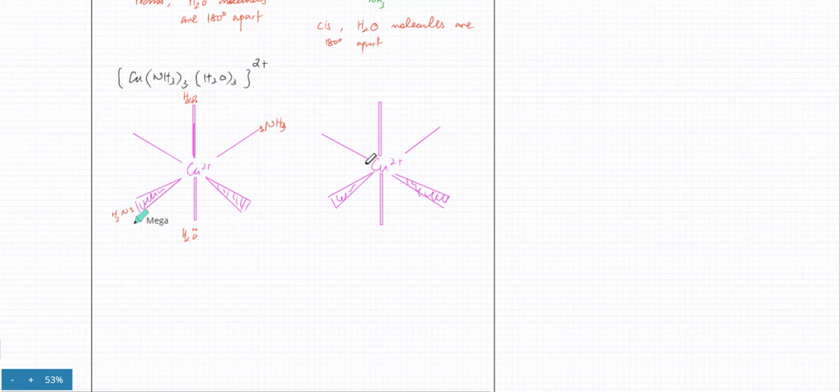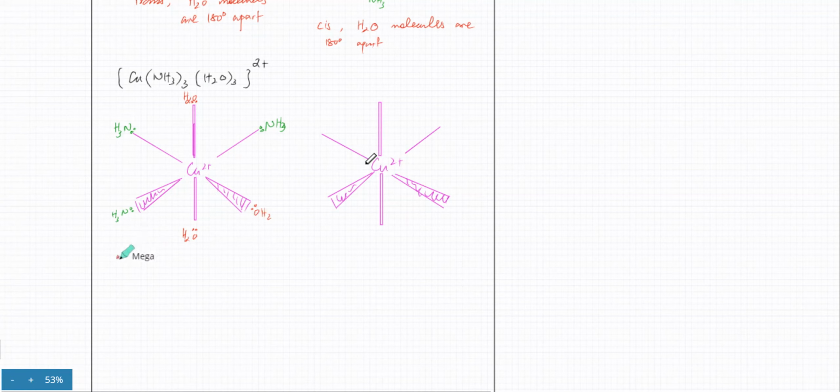And let's change the color of one of the complexes. Now you're left with one NH3, so you have to bring that NH3 in. And you have to bring in a water molecule, the third one, which would be over here. Now, the basic idea is at least two of the water molecules are 180 degrees apart, and two of the NH3 molecules are 180 degrees apart.